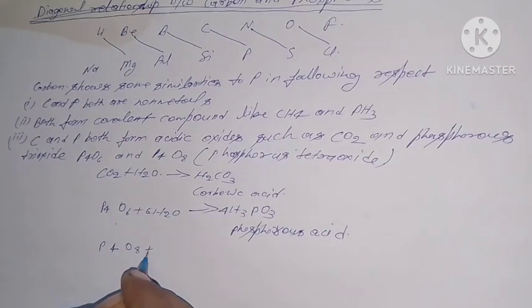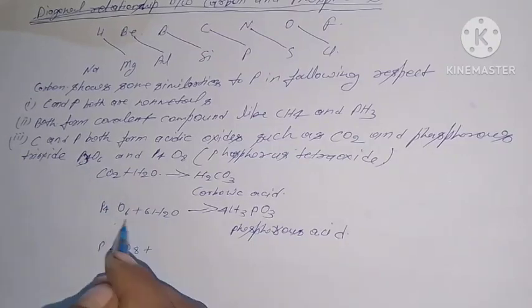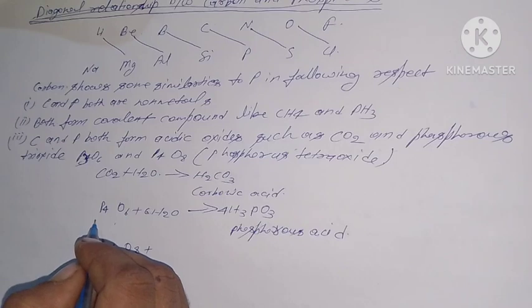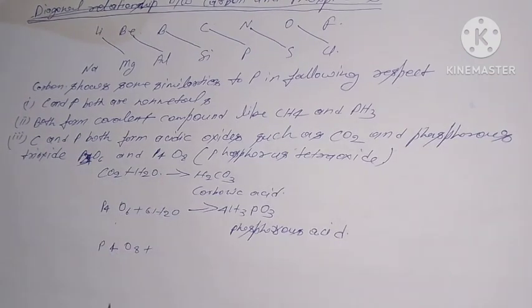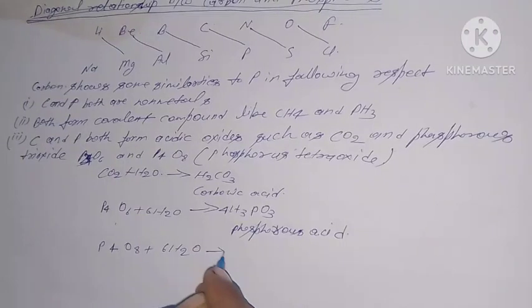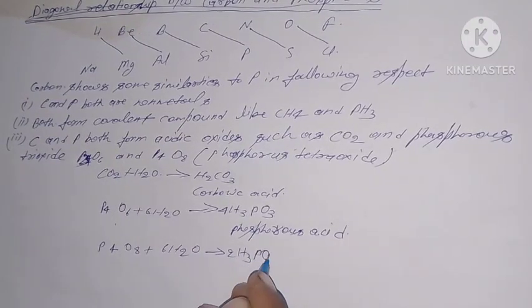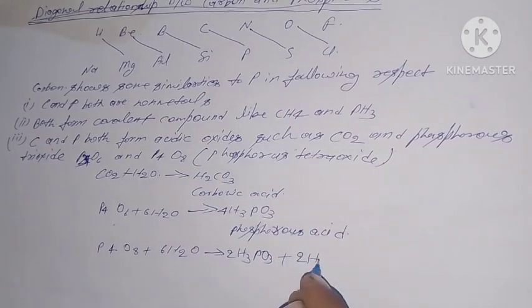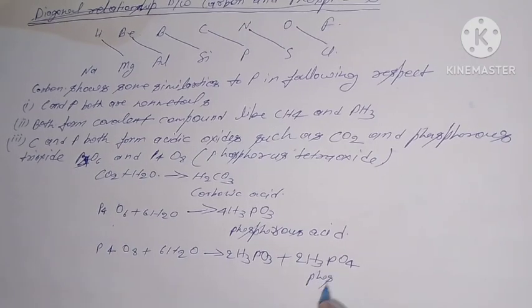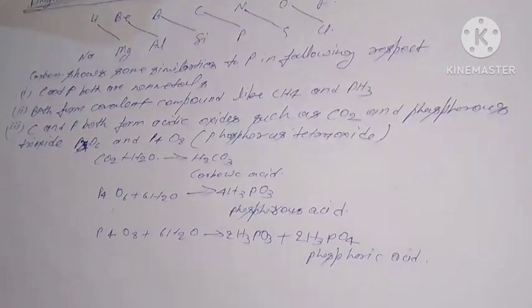Sorry, this is P4O8. P4O8 plus 6H2O makes 2H3PO3 plus 2H3PO4. That is phosphoric acid.